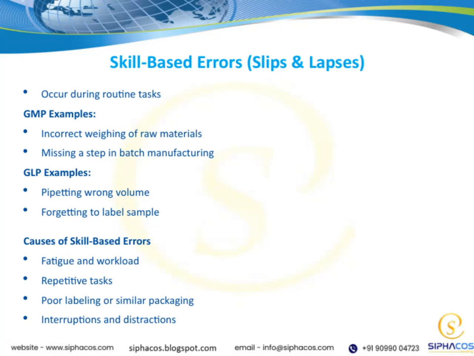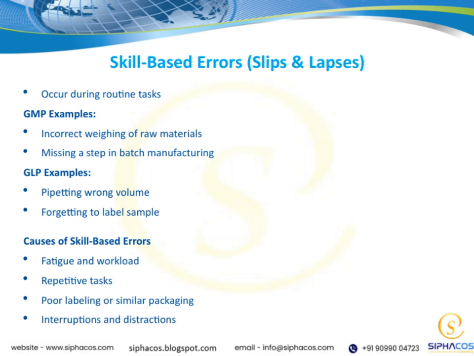Now, let's talk about skill-based errors, which are often called slips and lapses. These errors tend to happen during routine tasks that we've done many times before. For example, in GMP environments, you might see someone weighing raw materials incorrectly or accidentally skipping a step in the batch manufacturing process. These are the kinds of mistakes that can happen almost automatically, without much conscious thought. In GLP settings, skill-based errors might look like pipetting the wrong volume or forgetting to label a sample. These small oversights can seem minor, but can have significant impacts on the integrity of the data or the process.